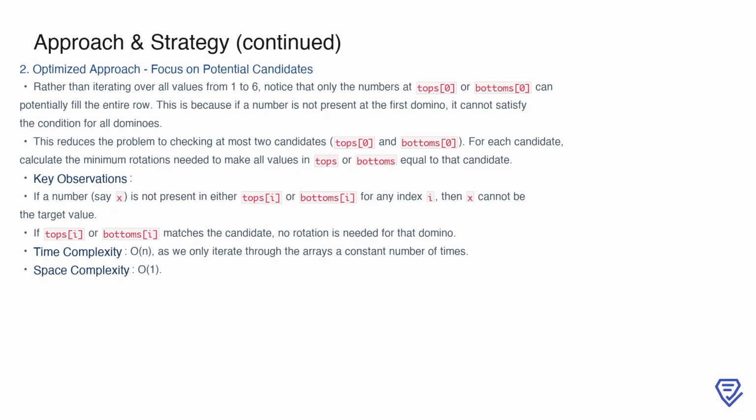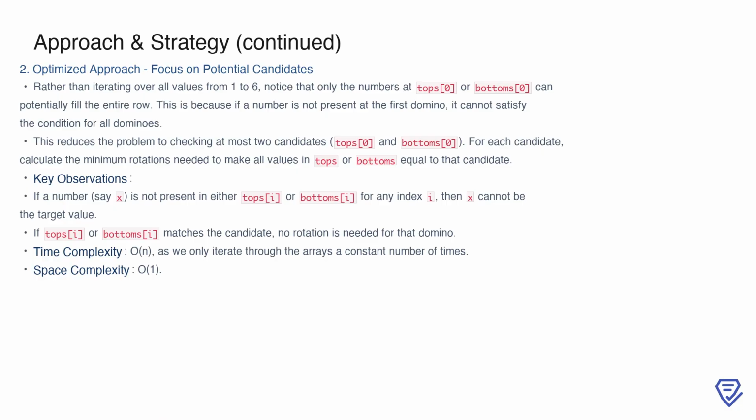For each of these candidates, we calculate the minimum rotations needed to make all values in either the top or bottom row equal to that candidate. While doing this, we make key observations. If the candidate number does not appear in at least one of tops[i] or bottoms[i] for any index, that number is disqualified. Additionally, no rotation is needed for a domino if it already matches the candidate.